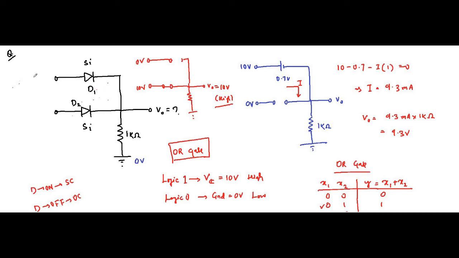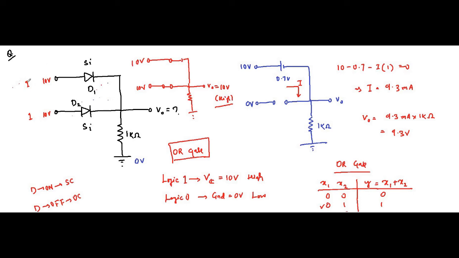This is 10 volt, this is also 10 volt, logic 1, logic 1. In this case both the diodes are on, they are short circuited. So anyway it is getting connected to 10 volt and the output will be high either way.